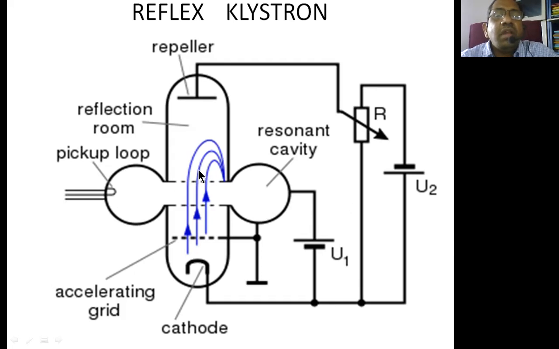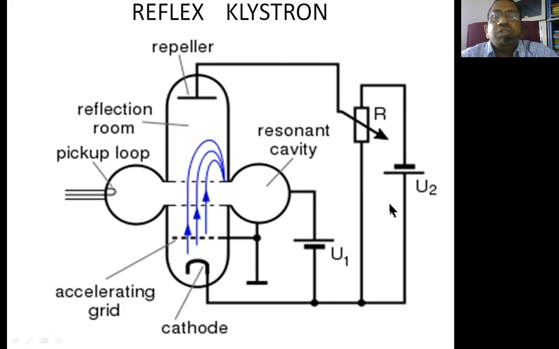Similar kind of bunches are normally going to get formed for this cavity as well. Therefore, many waveforms are going to get generated here, and they are simply picked up from this pickup loop. This is the basic operation of how an RF signal, or AC signal, is generated from the applied DC voltage. This is the DC power supply applied. From the DC power supply, it is converted into the AC signal by the process of velocity modulation.